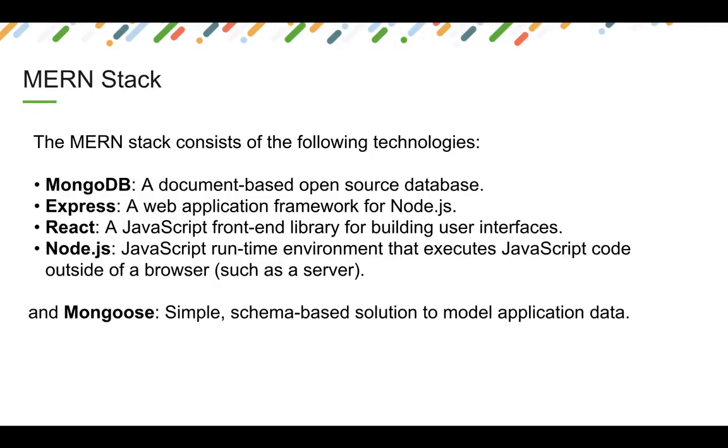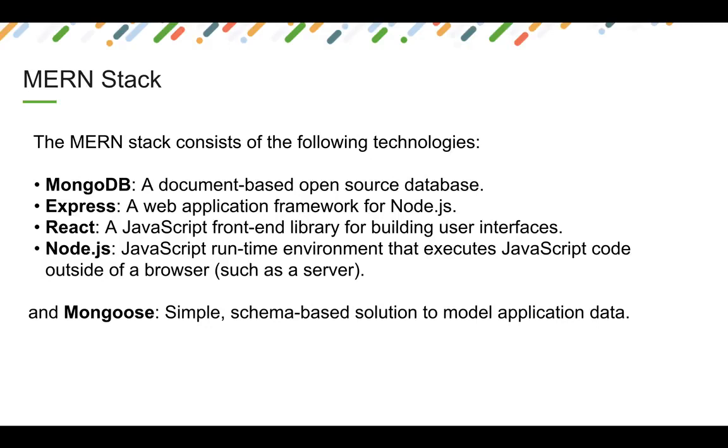So what is the MERN Stack? Well, it consists of the following technologies. We have MongoDB, Express, React, and Node.js. That's what MERN stands for. Node.js is the JavaScript runtime environment that allows you to execute JavaScript code outside of a browser, such as on a server. And Express is a web application framework for Node.js. It allows us to easily create a web server. And then MongoDB is the document-based open source database. So in our app, we'll be storing our data in MongoDB.